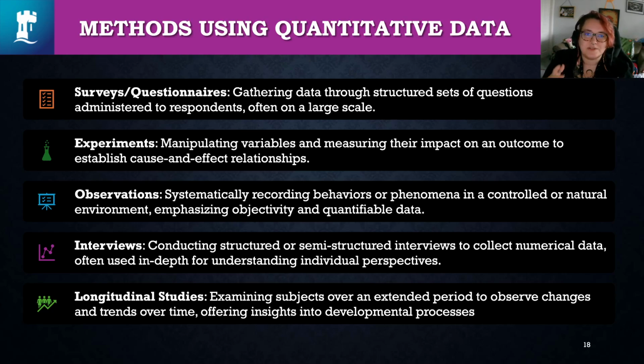You can do observations. Observations in quantitative data are very systematic, and you will systematically record behaviour or phenomena in a controlled environment or in a natural environment, but you will emphasise the quantifiable data that you're collecting. How often did this event happen? How long did this event happen for? How many times did these 2 events occur simultaneously? Those kinds of measurable quantitative data sets.